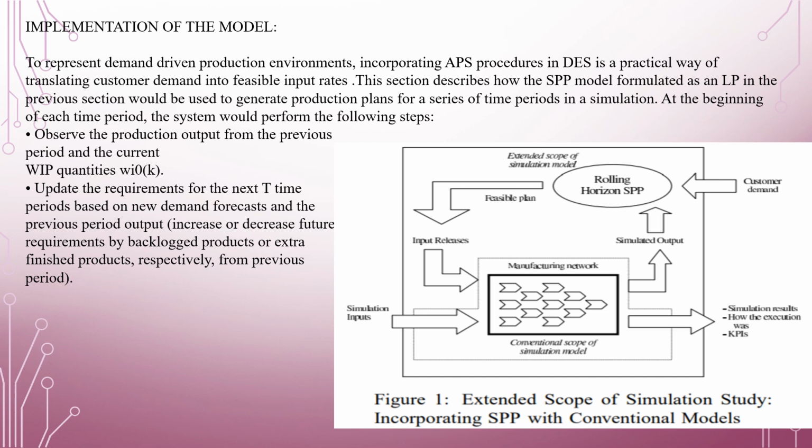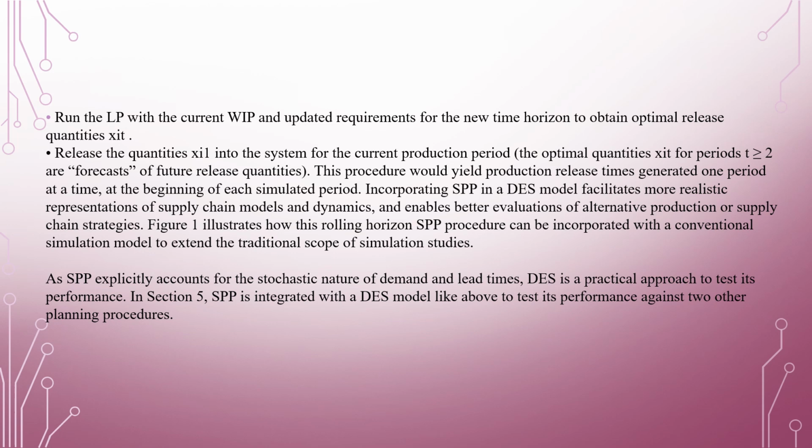First, observe the production output from the previous period and the current WIP quantities, WI0 of K. Update the requirements for the next T time periods based on the new demand forecast and the previous period output. That is, increase or decrease future requirements by backlog products or extra finished products, respectively, from the previous period. Then run the LP with the current WIP and updated requirements for the new time horizon to obtain optimal release quantities XIT.